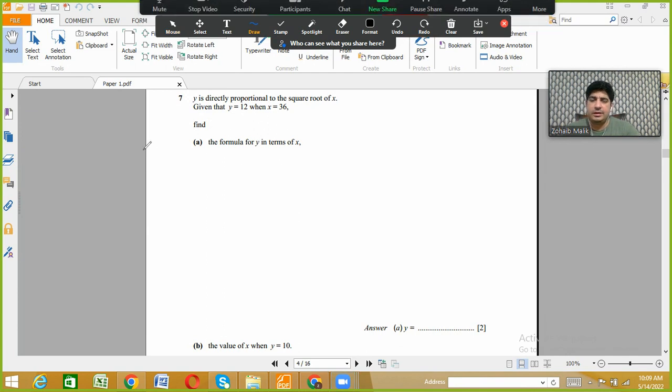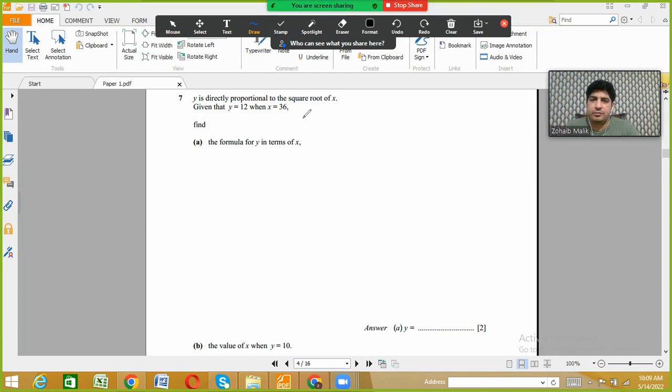So now y is directly proportional to the square root of x. So it means y is directly proportional to square root of x. When this proportion sign is removed, this will be equal to k square root of x. Now we have to find the formula for y in terms of k. It means we have to find the value of k and we have to connect the equation between y and x only. For this reason, they have given y is equal to 12 and x is equal to 36.